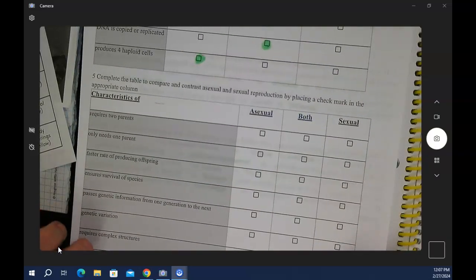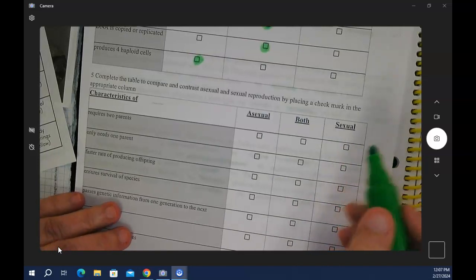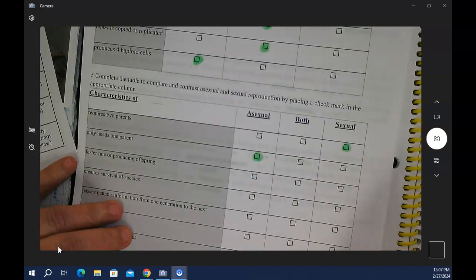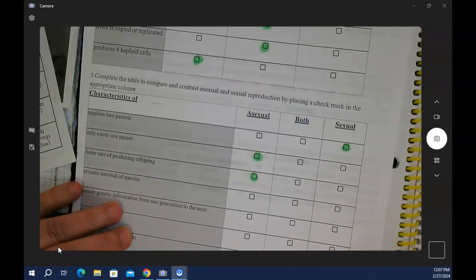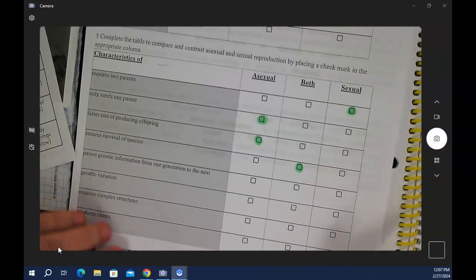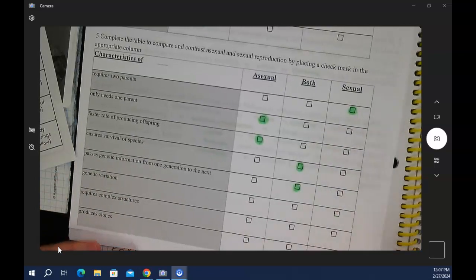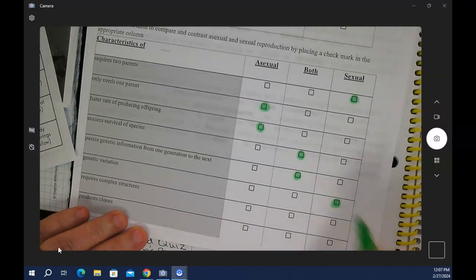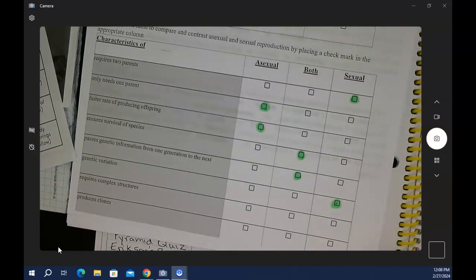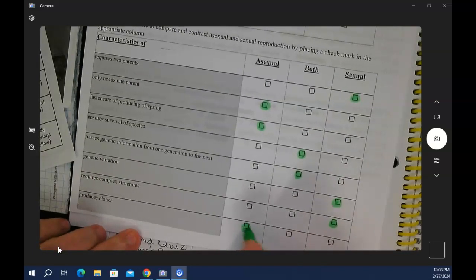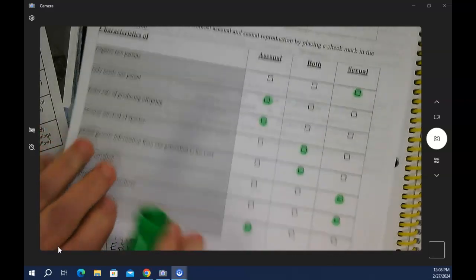Comparing asexual and sexual reproduction: 2 parents, sexual; 1 parent, asexual. Faster rate of producing offspring, asexual. Ensures the survival of the species, both of them do. Passes genetic information from one generation to the next, both of them do. Genetic variation or differences are involved in sexual reproduction. Requires complex structures, sexual reproduction. Produces clones, asexual.